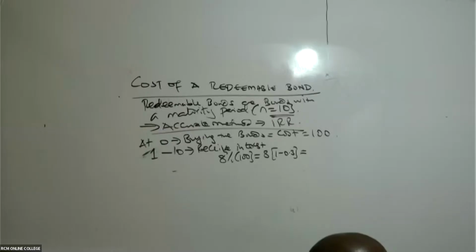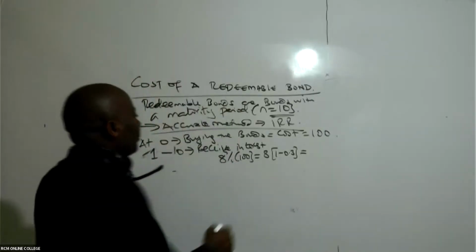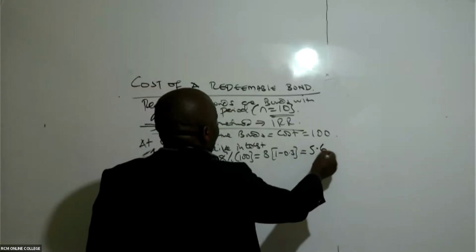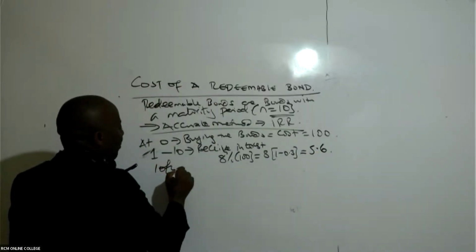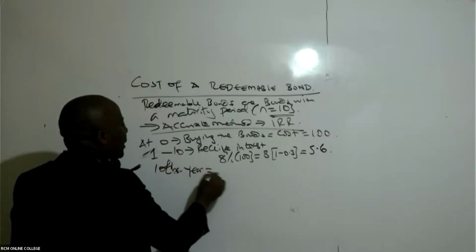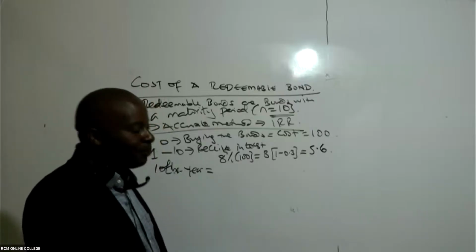So 5.6, right? So here I will be receiving 5.6. And then what will happen in the 10th year? The 10th year is the year of redemption.